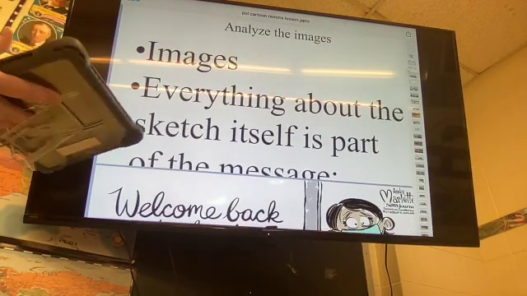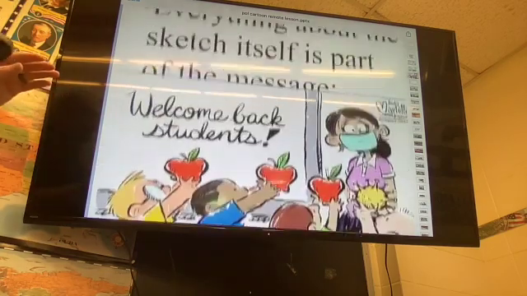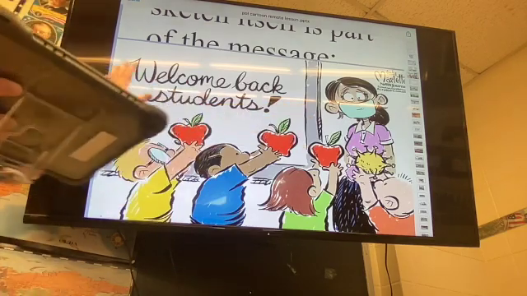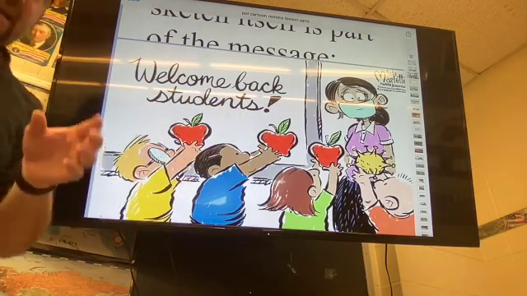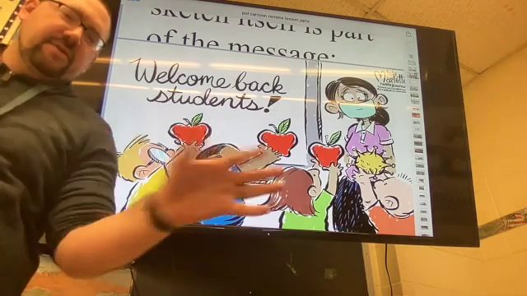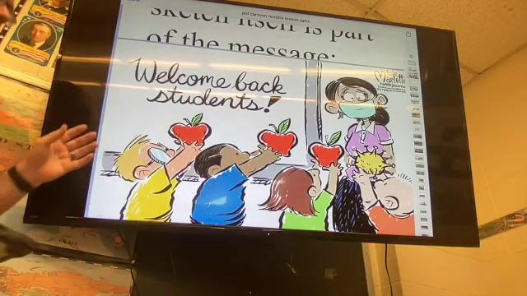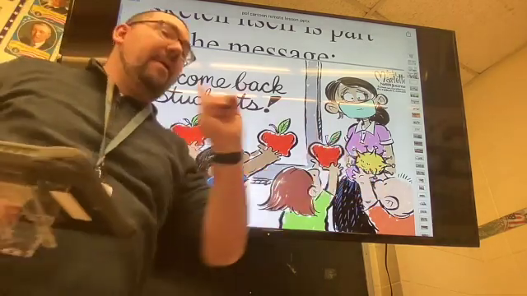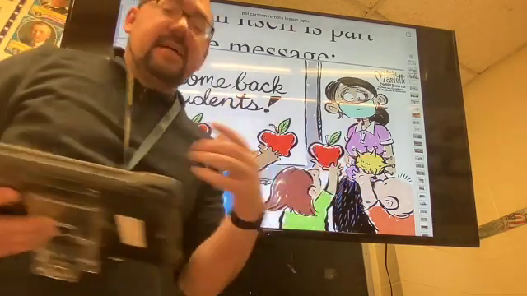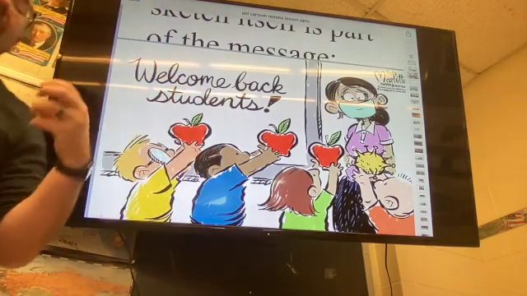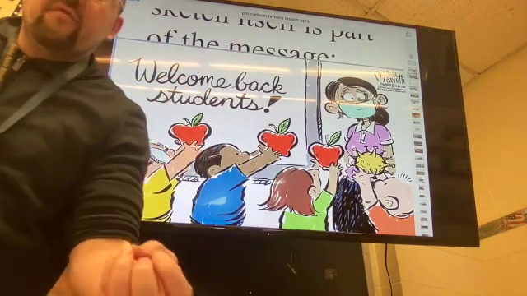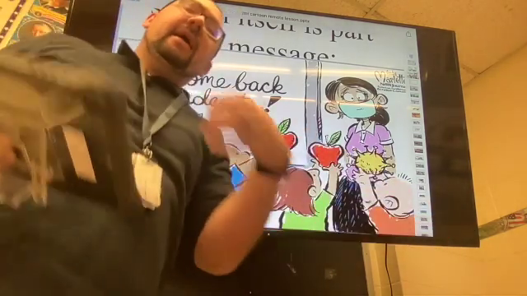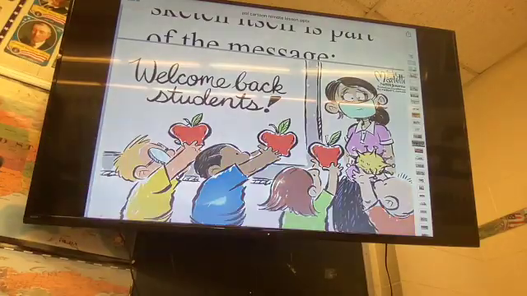Everything about the sketch itself is part of the message. So let's look at some of these sketches. This is referring to COVID. So you have a teacher here who says, welcome back students. And a common thing to give teachers back in the day is an apple. Don't do it now, but common thing back in the day was to give students or teachers an apple. So you have a student giving an apple, student giving an apple, student giving an apple, student giving an apple, but it doesn't look like an apple. It's the representation of COVID. As in now in schools, it's showing this idea that COVID is constantly around us, and that even when somebody does something nice like give you an apple, it is potentially something that could be harmful.